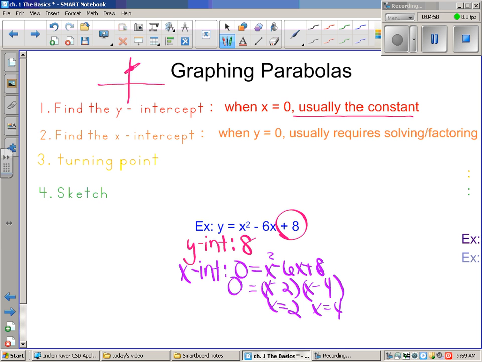Now, already we should be able to do this. Already we have a great feel for this graph. We know it crosses the y at 8. I know it crosses the x at 2 and at 4.